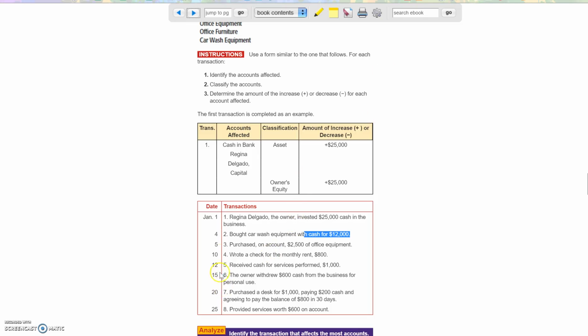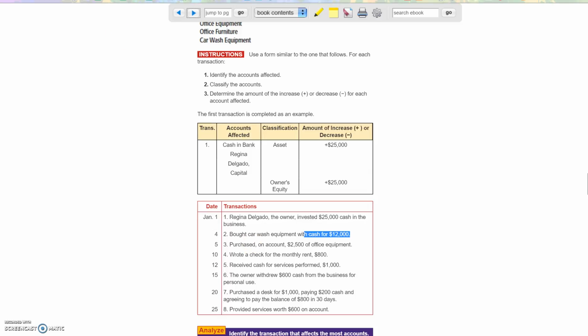Two more. So number 7, on January 20th, we purchased a desk for $1,000. We paid $200 in cash, and we agreed to pay the balance of $800 in 30 days. This is called a compound entry because it's affecting more than two accounts. So we first of all have a desk that's worth $1,000. That's an asset that's going up. We also paid cash, so cash is going down $200, and we have an accounts payable of $800.